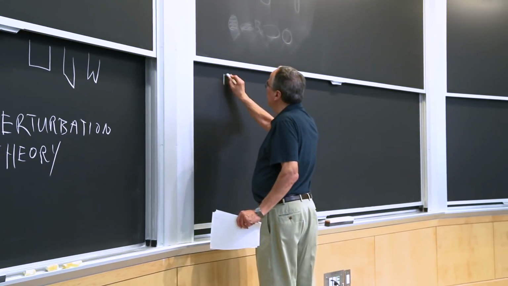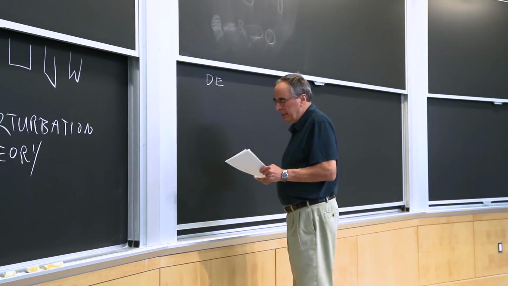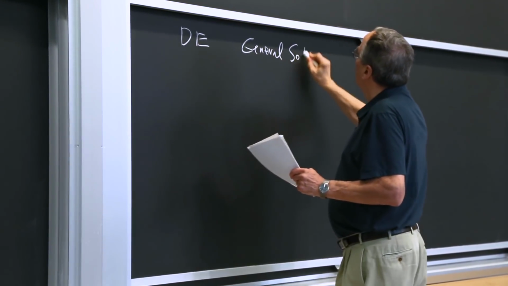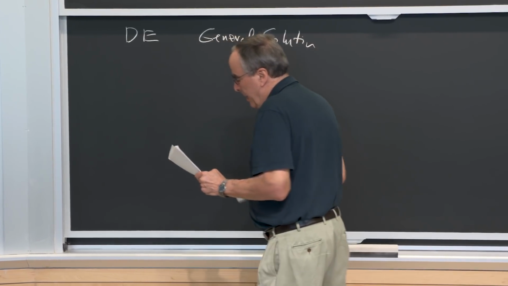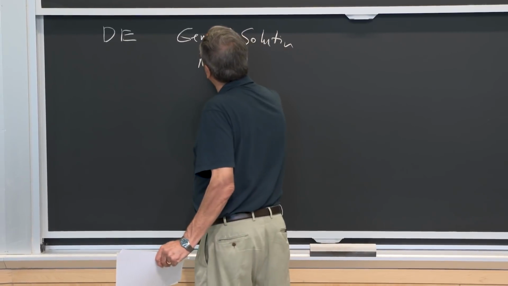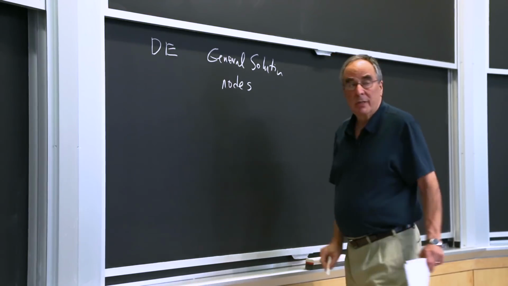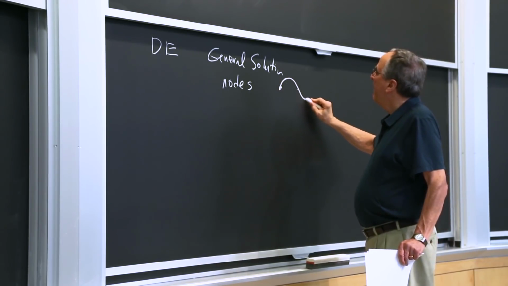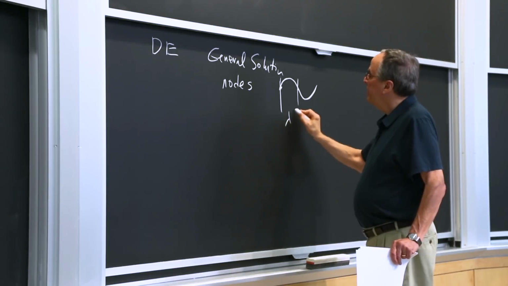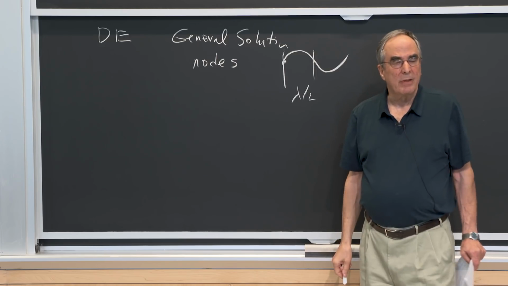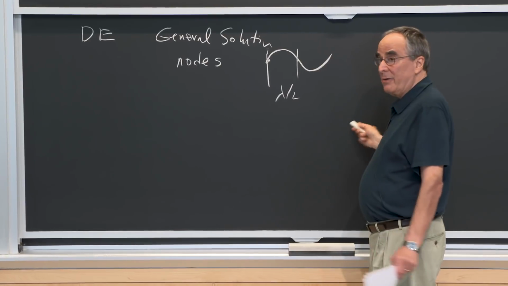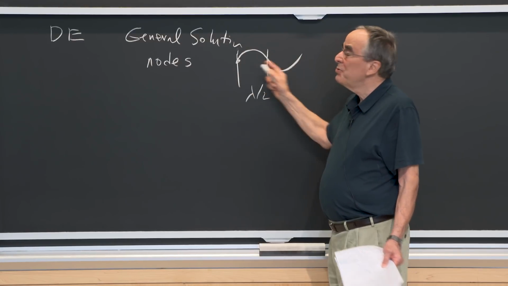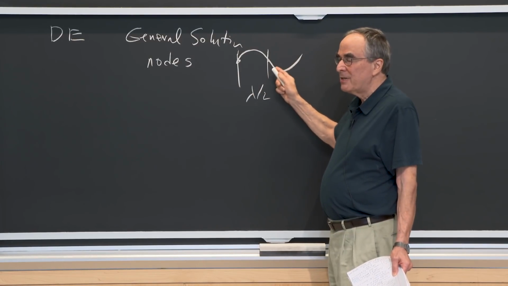So we have a differential equation. And the first thing is a general solution. And one of the things that this solution will have is nodes. And the distance between nodes, here's a node, that's half the wavelength. And we know that in quantum mechanics, if you know the wavelength, you know the momentum. And so nodes are really important because it's telling you how fast things are moving.